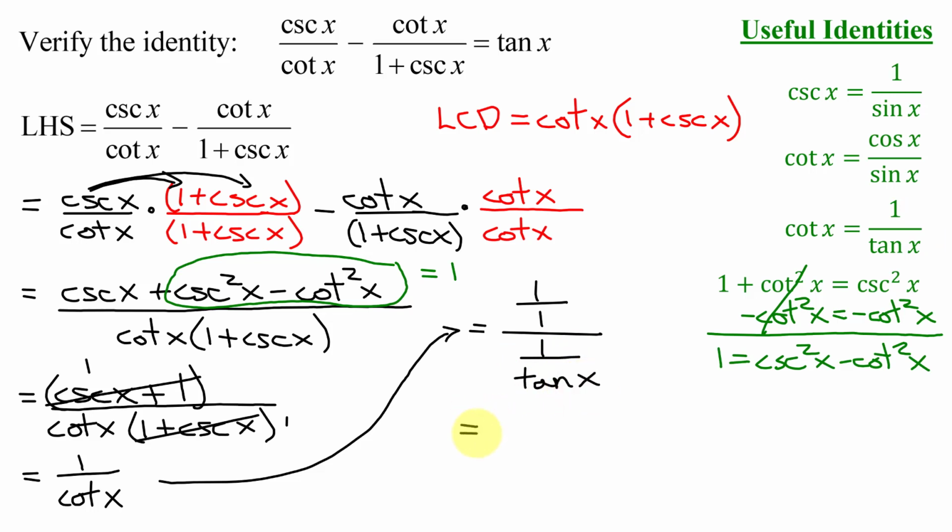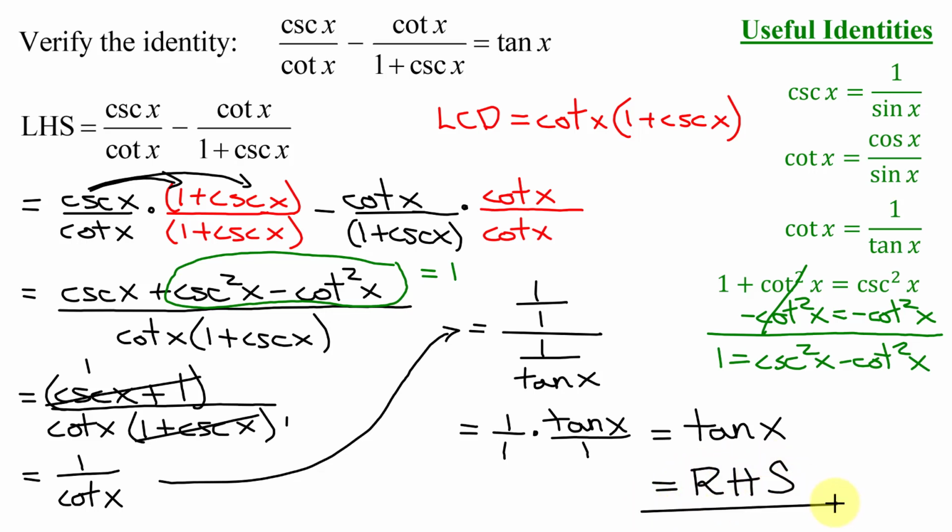How do we divide fractions? You take the fraction in the numerator, multiply it by the reciprocal of the fraction in the denominator. The reciprocal of 1 divided by the tangent of x is the tangent of x divided by 1. And so that's going to give me 1 times the tangent of x divided by 1, which is just the tangent of x, and that equals the right-hand side. So I have verified this identity.